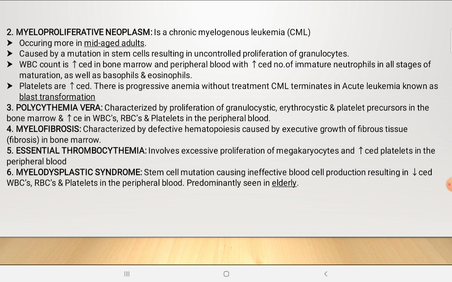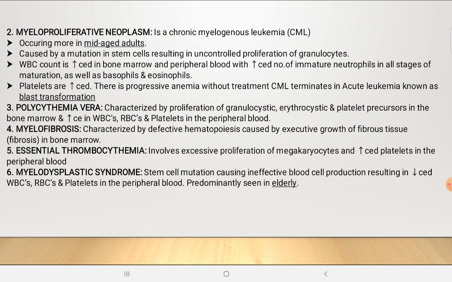And the last one, your myelodysplastic syndrome. They are stem cell mutations causing ineffective blood cell production, resulting in decreased WBC, RBC and platelets in the peripheral blood, usually predominantly seen in elderly patients. So these are all the malignant types of WBC abnormalities.